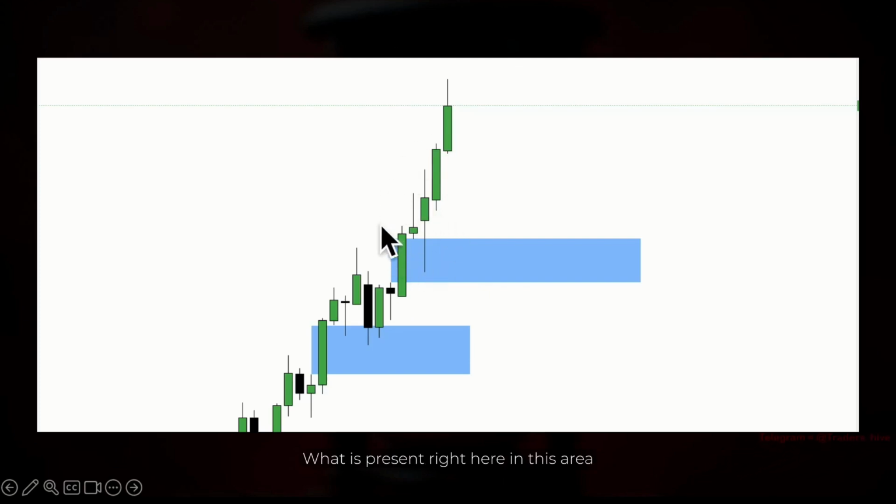What is present right here in this area on the lower time frames? On the lower time frames, you are going to see the signs be present of a market maker buy model, of lower time frame bullish institutional order flow. Why? Because on this chart, you can already see that the market is expanding higher and discount arrays are being created. These discount arrays are functioning as support on price. So that means that on the lower time frames, you are going to find buying opportunities.